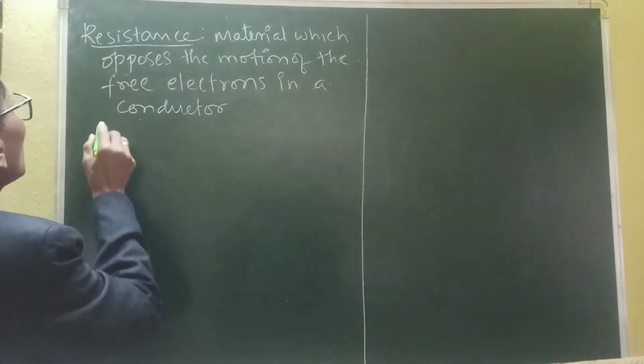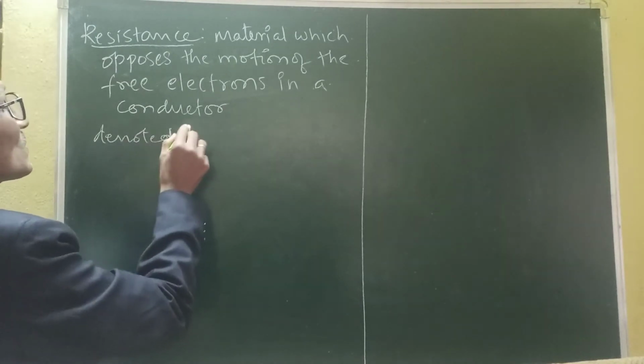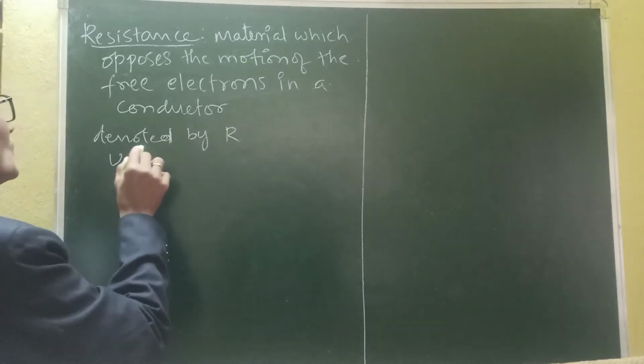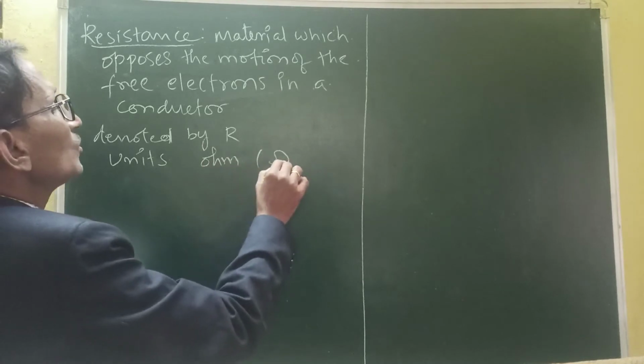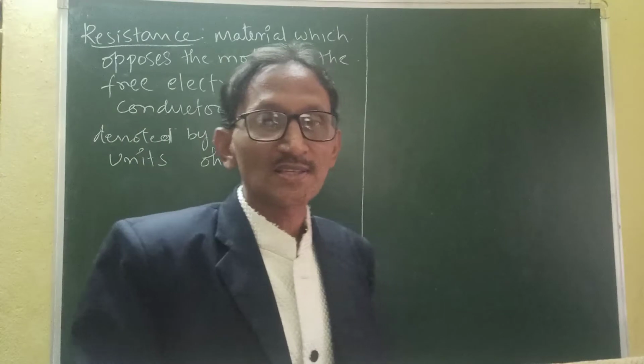So it is denoted generally by R. The unit of resistance is ohm, symbol Ω. Now let us see the resistances connected in series.